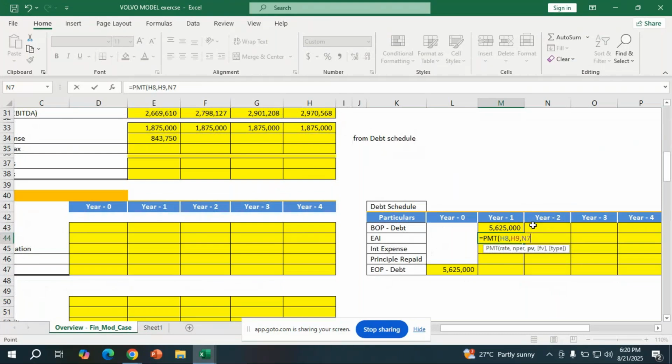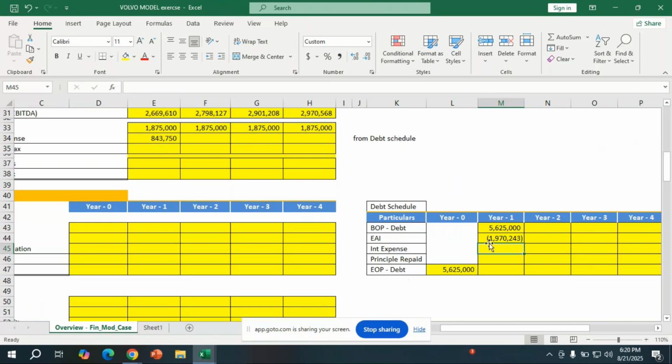Okay, comma. Future value there's nothing, and it is always at the end of the period. So you press enter, you get an amount of 19 lakh 70,243 rupees. Okay, for the first year you're repaying so much. And not only for the first year, the debt repayment is uniform for all the years.